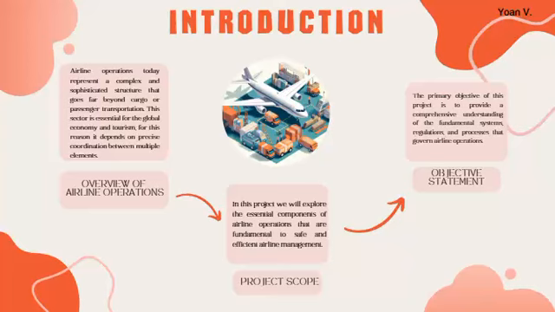Introduction. Overview of airline operation. As is well known, airline operations today represent a complex and sophisticated structure that goes far beyond cargo or passenger transportation. This sector is essential for the global economy and tourism. For this reason, it depends on precise coordination between multiple elements, from fleet management, aircraft maintenance, and air traffic control to route optimization, logistics, supplies, and operational security.